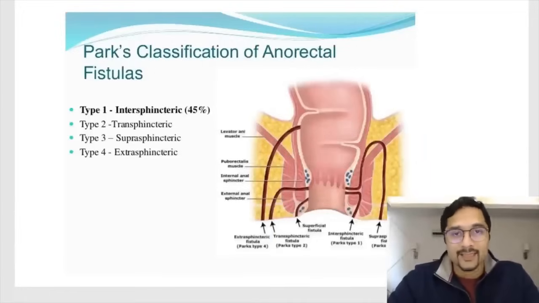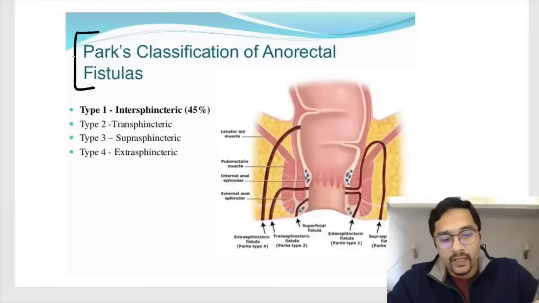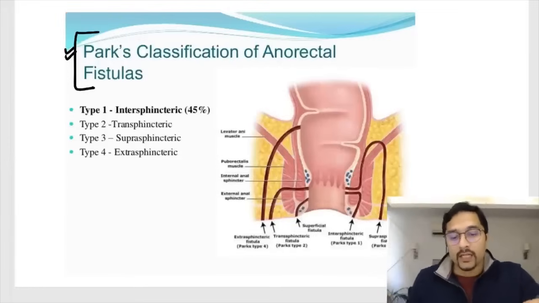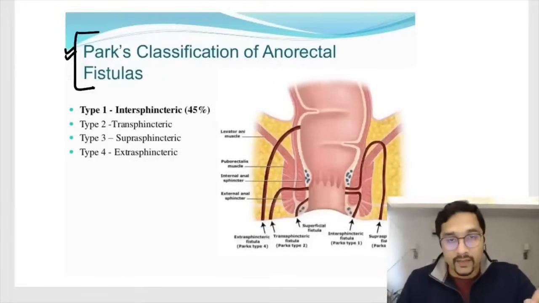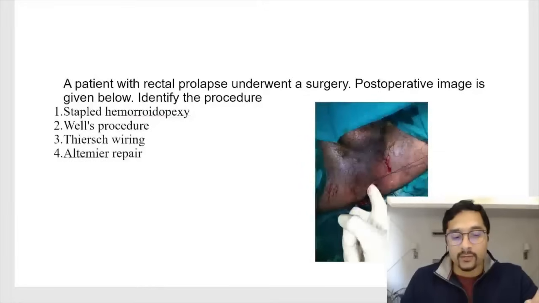This was asked last year only. It is the Parkes classification. You should know the Parkes classification is for perianal fistula, and the most common is intersphincteric type. Intersphincteric type is the most common.